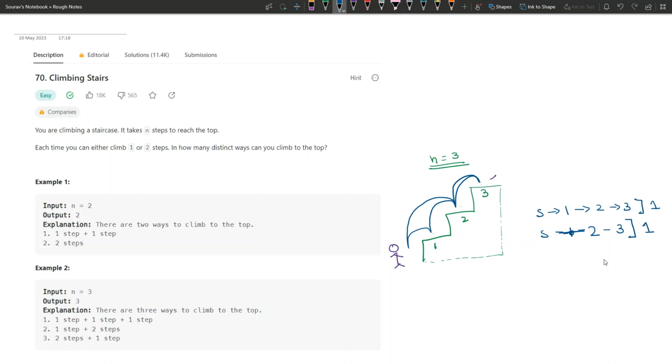What is the other way he could have reached the top? Let's say he takes step number 1 first and then jumps directly to step number 3. So he goes to step number 1, skips 2 and reaches 3. So this is another way. Is there any other possible way in which Ram can reach the top? If you see, there is no other possible way. So what is the total number of ways he could have reached the top? There are a total of 3 ways. So this is what we need to return. Hope you have understood the problem.